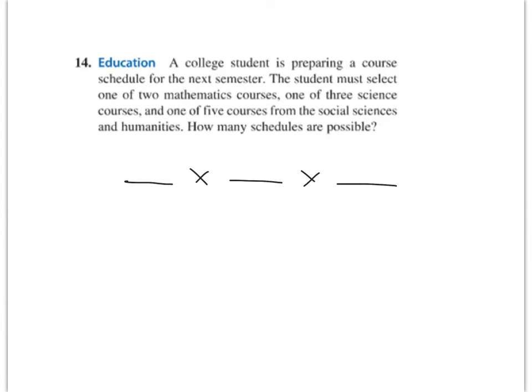Geez, too bad for them. Missing out on some fun math courses. They have 2 math courses to choose from. Then they have 3 science courses to choose from. And they have 5 social science courses to choose from. 2 times 3 times 5 is equal to 30. There are 30 possible schedules for this student.